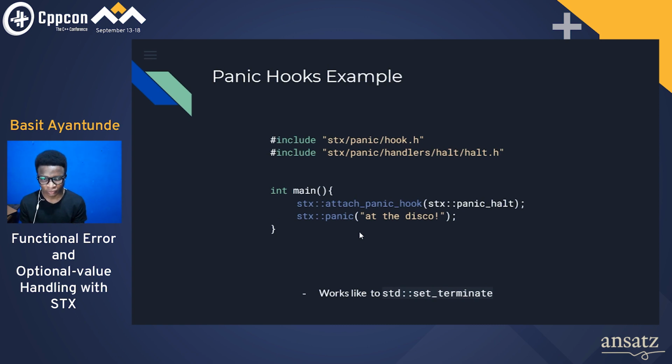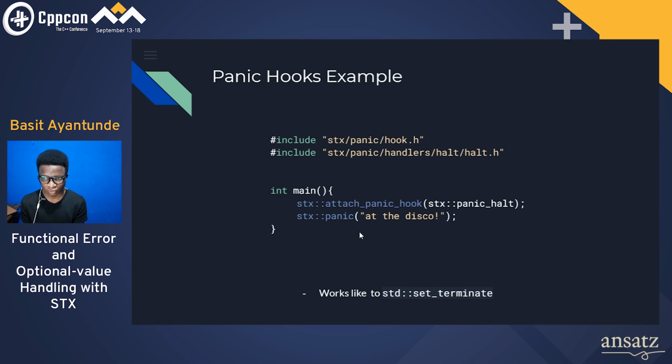Here is a sample code of how you use the attached panic hook. By default, the panic handler is set to panic default, but you are now intercepting it at runtime. So you are basically changing the panic behavior at runtime, unlike the previous example where we just defined the function. So you can just change it to any function at runtime.